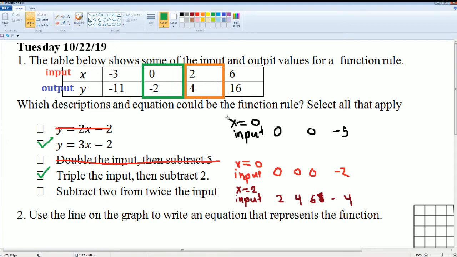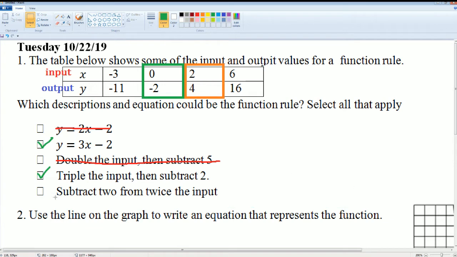Okay, let's do subtract 2 from twice the input. Let's check this one. The zero is giving us a lot of problems, so let's just check the orange, which makes it a little bit easier. Subtract 2 from the input. You start with 2, that was your input. Subtract 2, that gets you 0. Does that work? Now subtract 2 from twice the input. This was the input, and we want to subtract 2 from twice the input. So we double this, and it becomes 4.